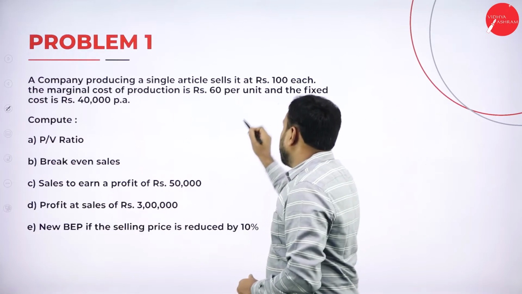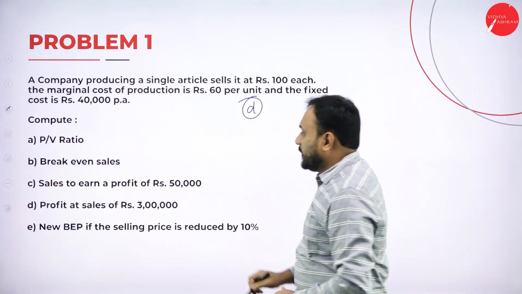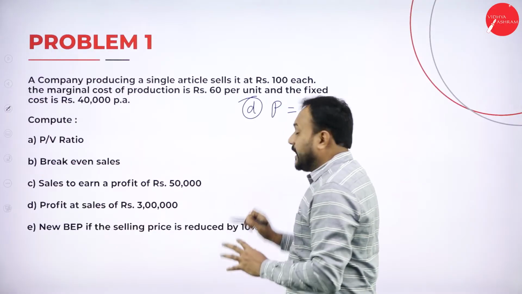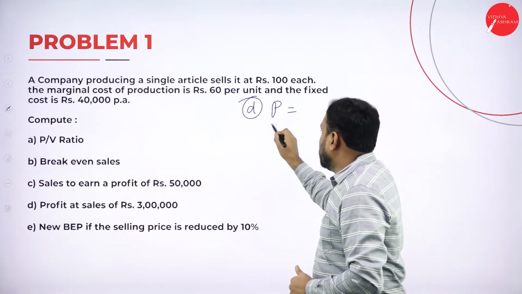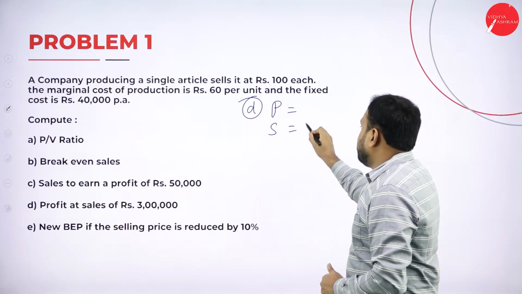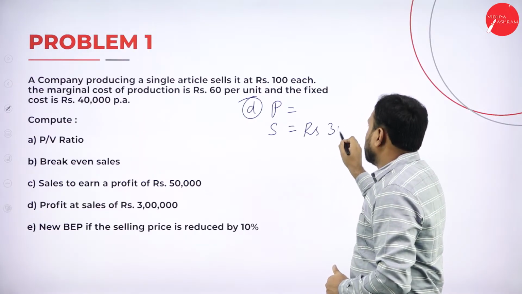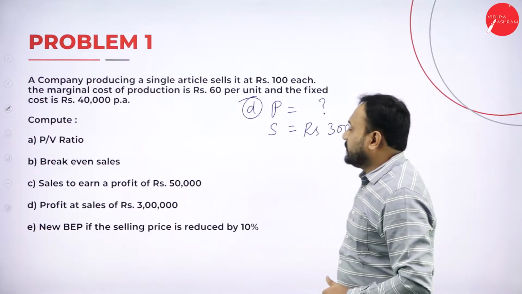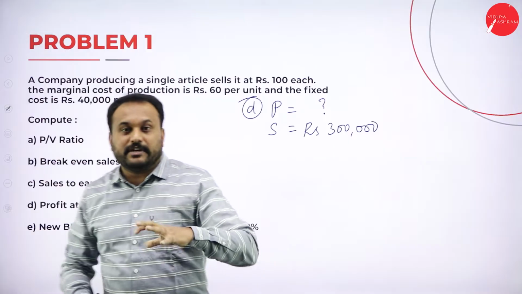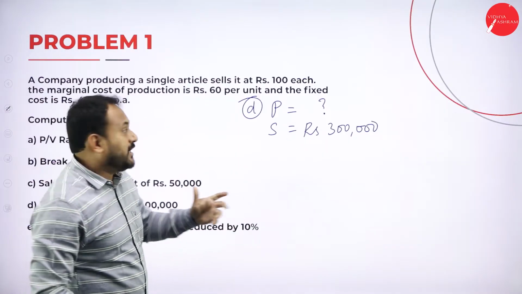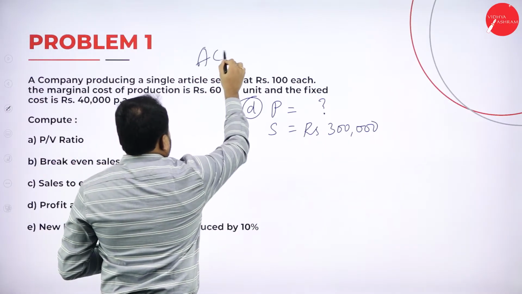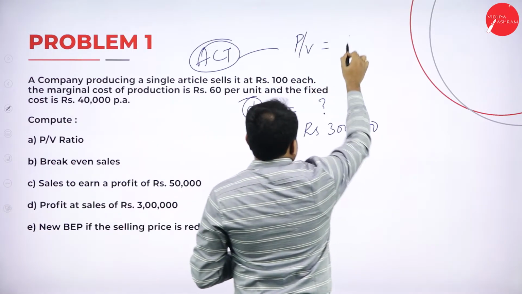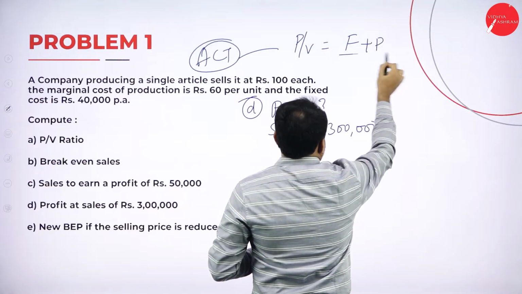Okay. Now the D part. They say that profit at sales of rupees 3 lakh. That means sales is how much? Rupees 3 lakh. So what would be the profit? This is the question they are asking. We are supposed to write it like this. Again, same thing I told you, that is Abhilash Chandra tricks. What is it? PV is equal to F plus P divided by S.